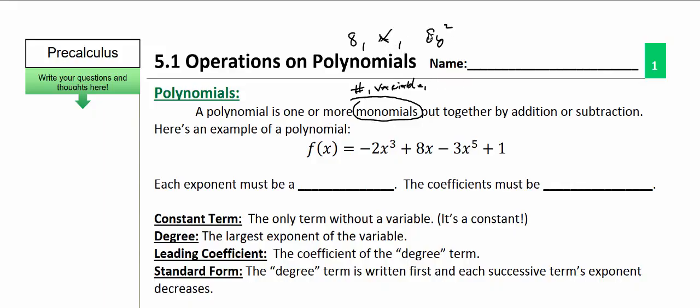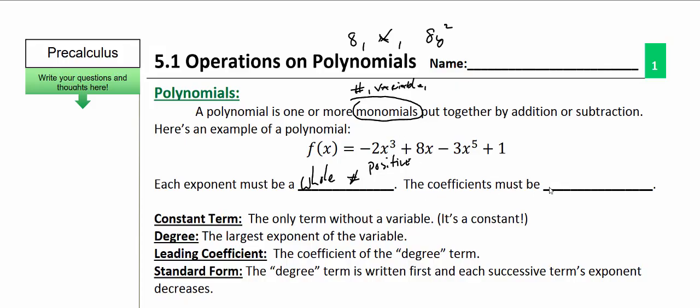So monomials are just individual terms. Each of them are terms put together by addition or subtraction. All right, that's what a polynomial is, just a whole bunch of those. Here's an example right there. Each exponent must be a whole number. Okay, whole number means it's always positive. If we have a negative exponent, then it's not a polynomial.